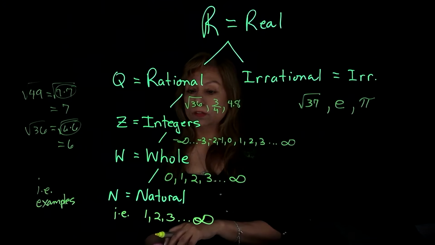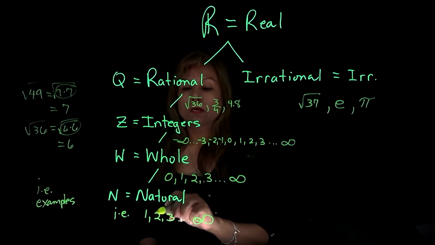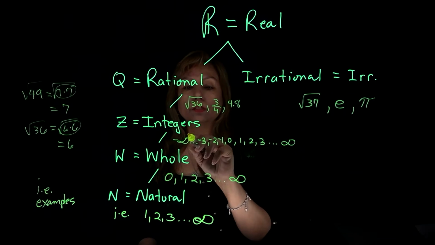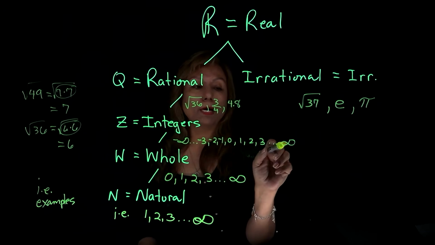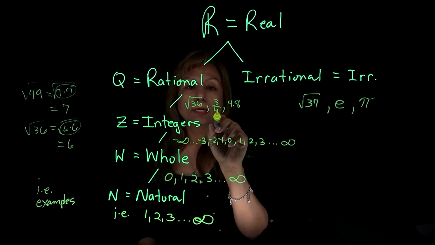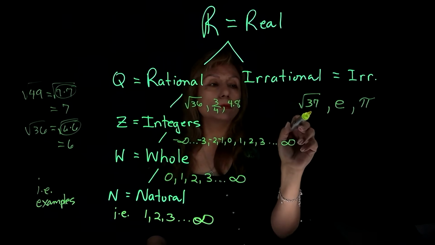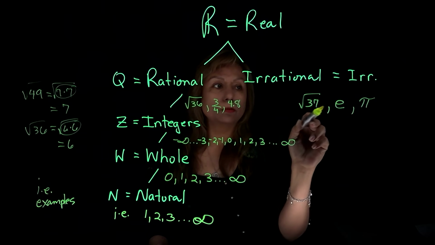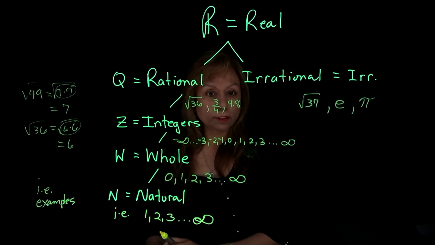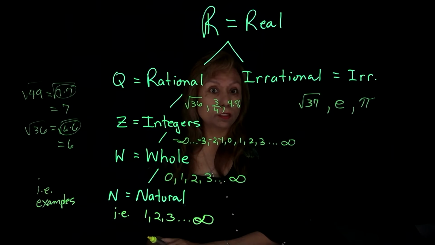So let's do a little summary here. Natural numbers, 1, 2, 3 to positive infinity, flow into whole numbers, 0, 1, 2, 3 to positive infinity, flow into integers, negative numbers, 0, positive numbers, flow into rationals, perfect square roots, fractions, decimals, and then our irrational numbers, square root of 37, non-perfect square roots, base e, pi symbol. All of these numbers are part of our real number system. And we'll break these down more, but we'll use all these types of numbers in our college algebra course.